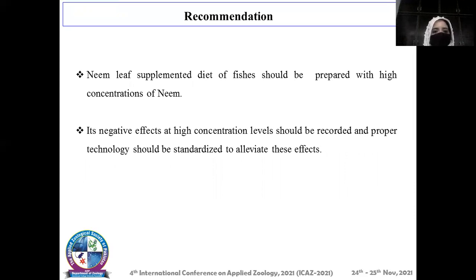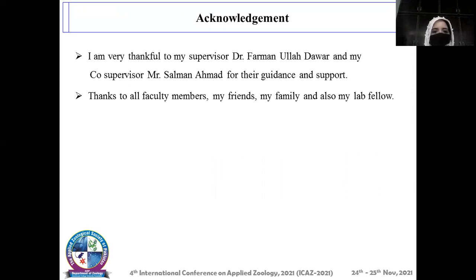Recommendation: neem leaf supplemented diet of fish should be prepared with high concentration of neem. Its negative effect at high concentration level should be recorded. Improper technology should be standardized to alleviate these effects.